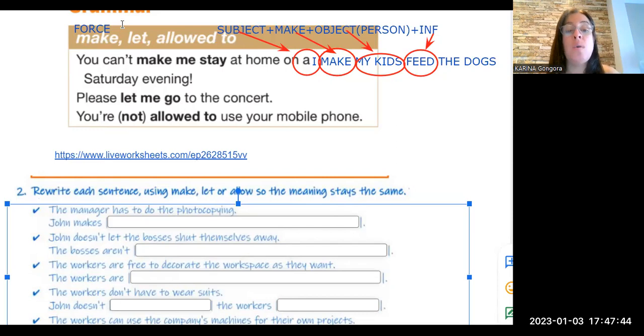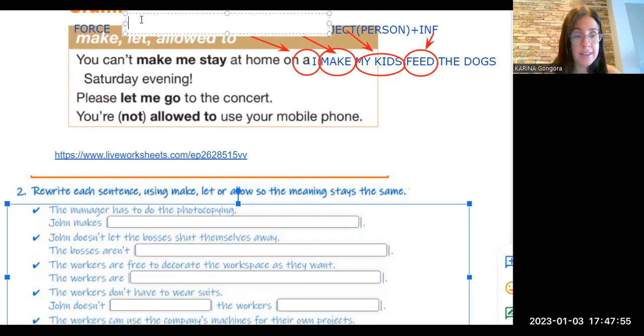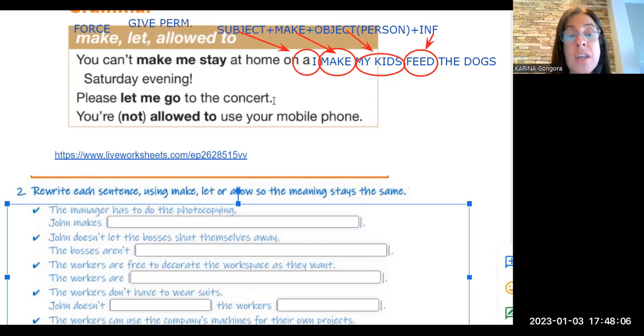Right? So, please let me go to the concert. Como verán, es la misma estructura. Totalmente diferente significado porque es dejar. Yes, is to give permission, right? Give permission. Ambos son give permission, right?